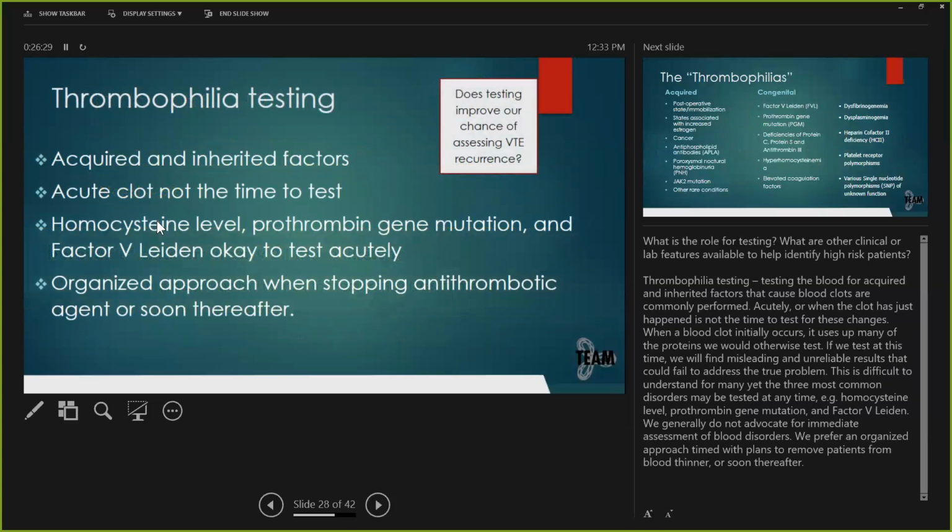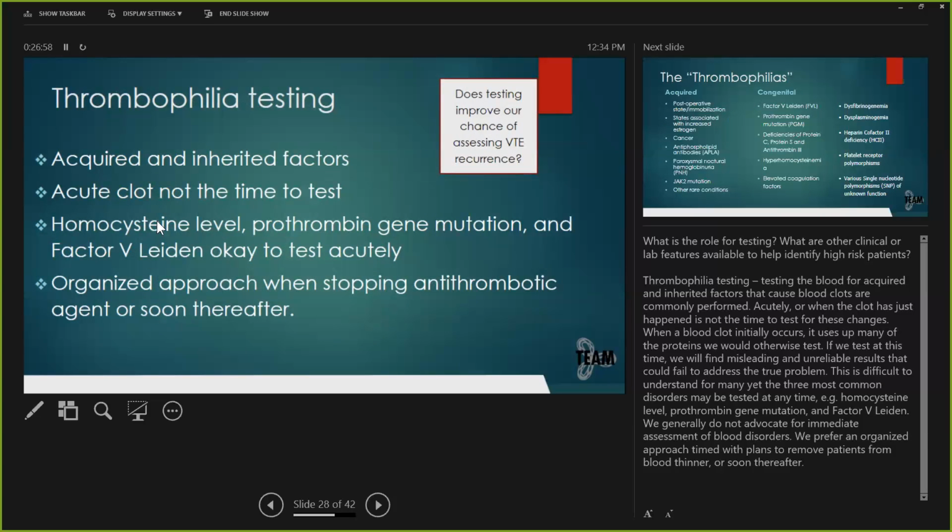So what are the hypercoag conditions we test for these patients? They are both acquired and inherited conditions that we test for. And is acute clot time the best? No. When you have an acute clot, not all the tests are accurate. The inherited factors, you can test for them, but for acquired conditions the results can get skewed when you test them in acute conditions.